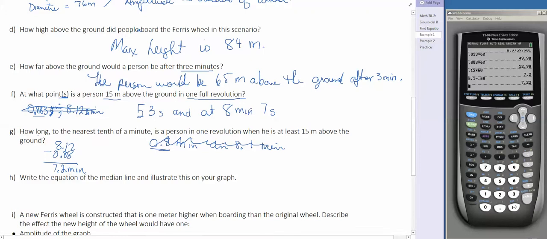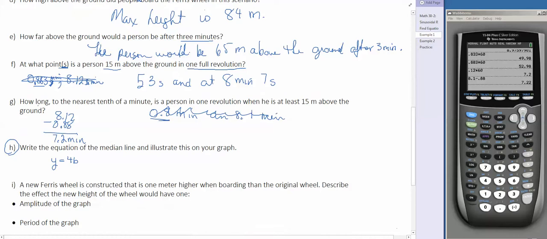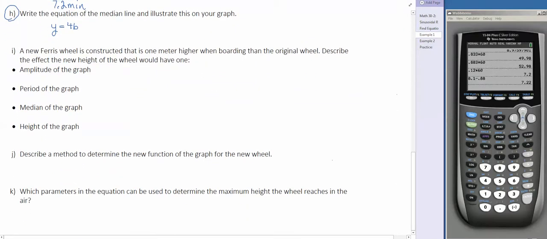Part H asks us to write the equation of the median line, or the midline. That's y is equal to 46, and if we look up here, it's plus 46, and they ask us to put it on our graph, so we can draw y is equal to 46 meters on our graph. Now let's scroll down and look at number I.